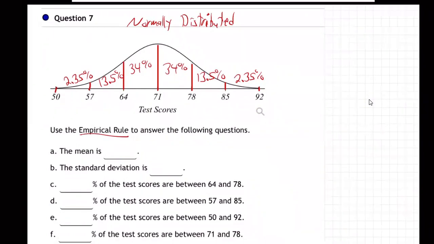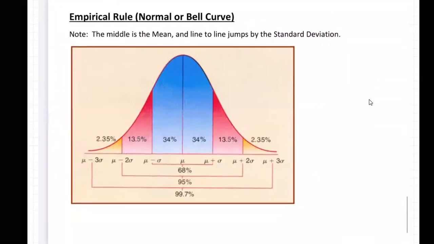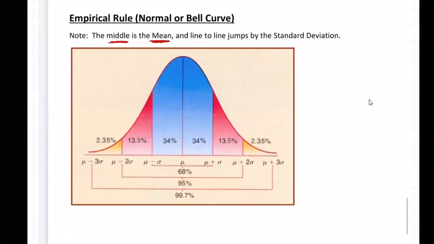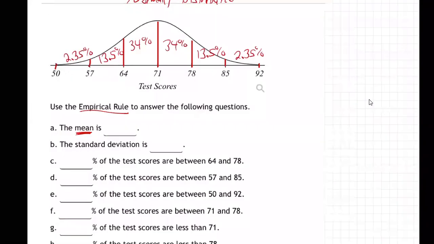Well, here, what's the middle? Let's start with the middle. What is the mean? What is the average on the test? Well, that's the very middle, as I say in the notes here. The middle is the mean, and line to line jumps by the standard deviation. So here's the mean right in the middle, 71 on mine anyway.